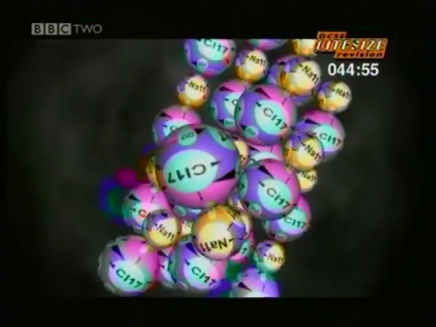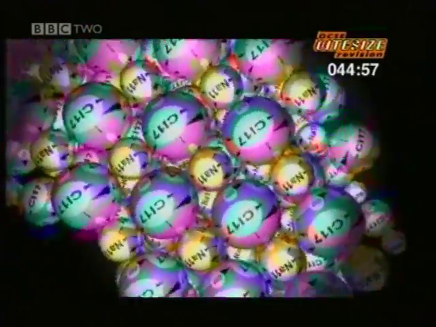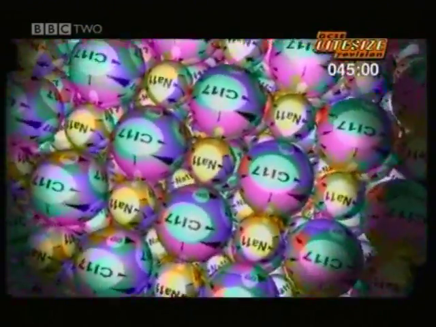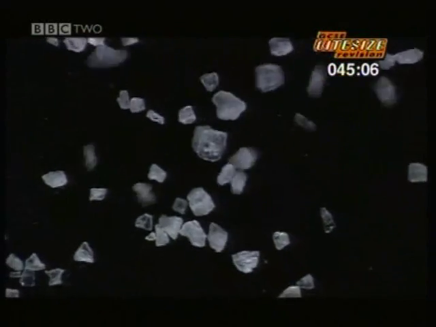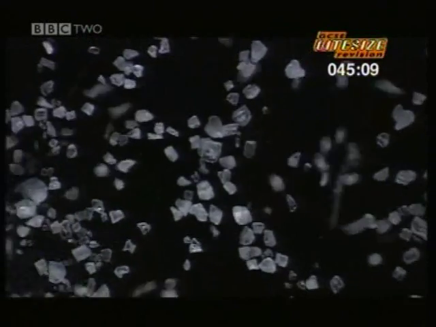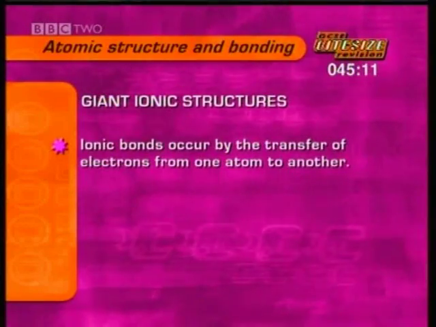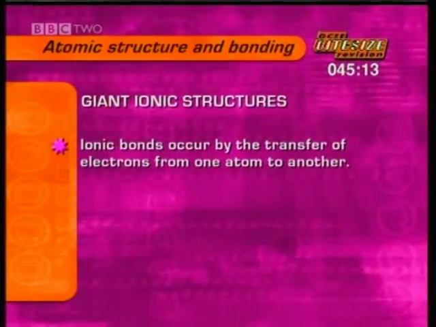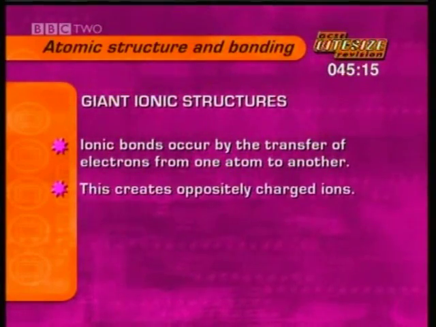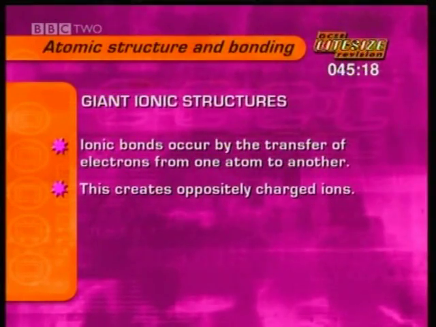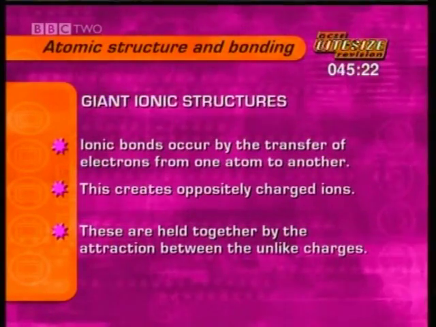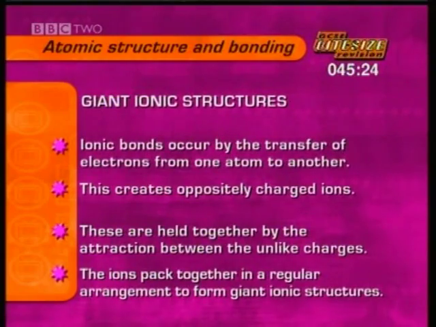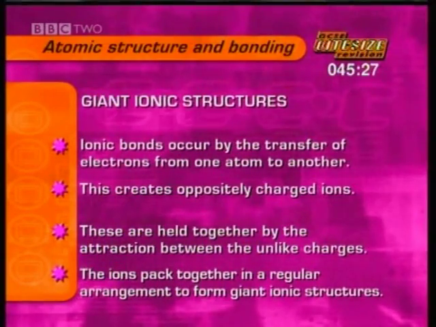In practice, pairs of ions like this rarely exist on their own. When they gather together, they arrange themselves so positive ions are packed as closely as possible to the negative ions, and that's what gives salt crystals their regular shape. Ionic bonds occur by the transfer of electrons from one atom to another. This creates oppositely charged ions, which are held together by the attraction between the unlike charges. The ions can pack together in a regular arrangement to form giant ionic structures.